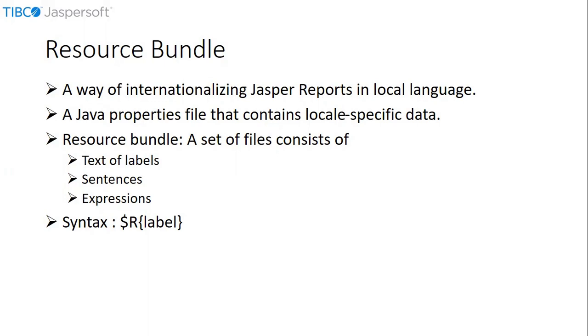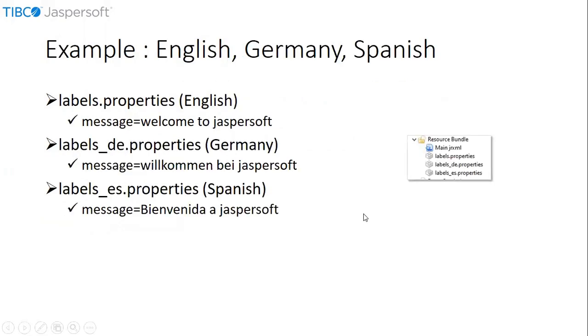Now, let us see how we can convert an English language into Spanish or German using the resource bundling concept. So we are going to create 3 files in the example. One file is for standard English and the other 2 for German and Spanish. And we are going to display the welcome to Jaspersoft text into German specific language and into Spanish specific language.